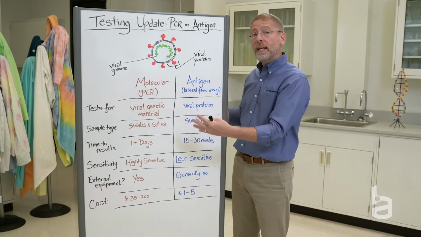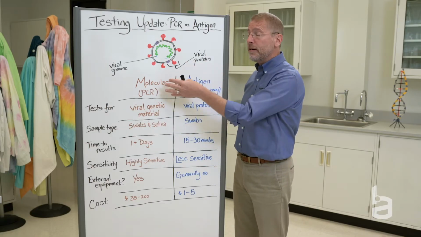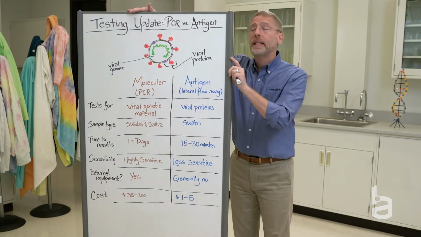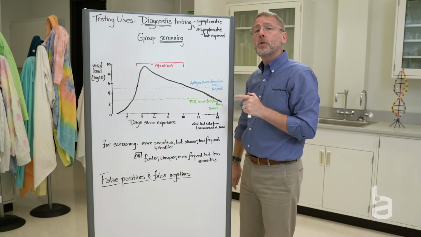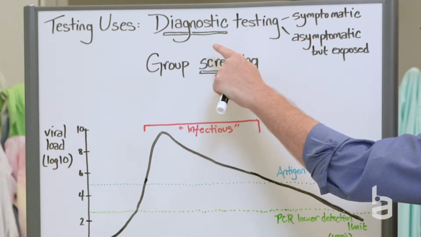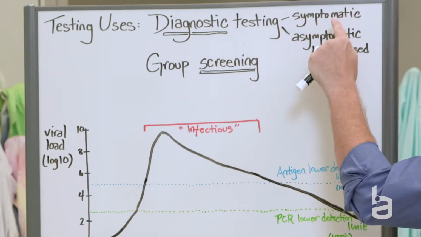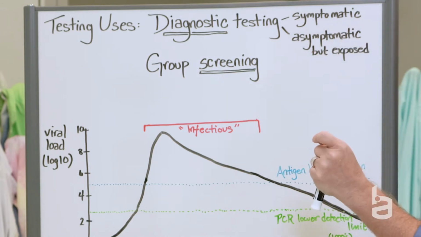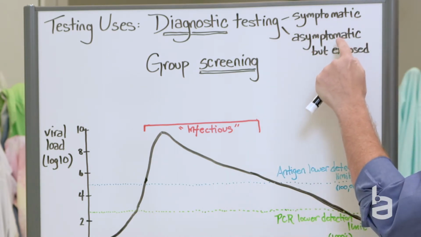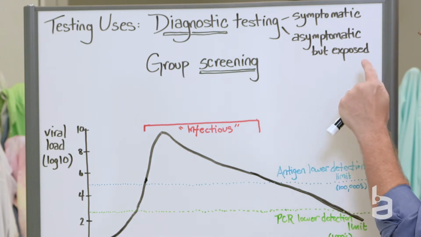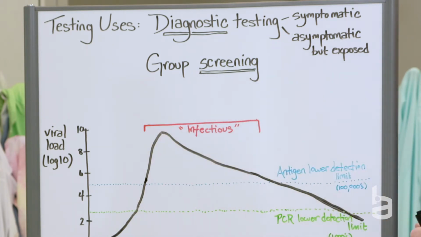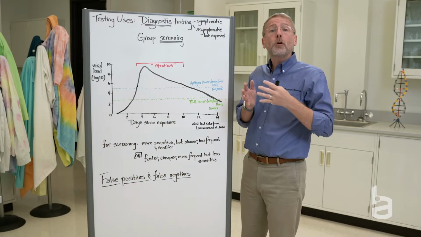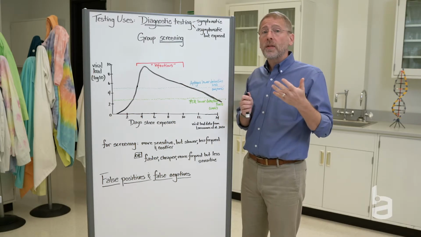Okay, so with that in mind, let's talk about the different ways that these tests might get used. That requires us talking about the difference between diagnostic testing, where I have someone who has symptoms and I want to know if they are infected, or they're asymptomatic but have had an exposure and I want to know if they have the virus, versus group screening, where I'm taking a group of people that I don't know anything about. I don't know that they've had an exposure.